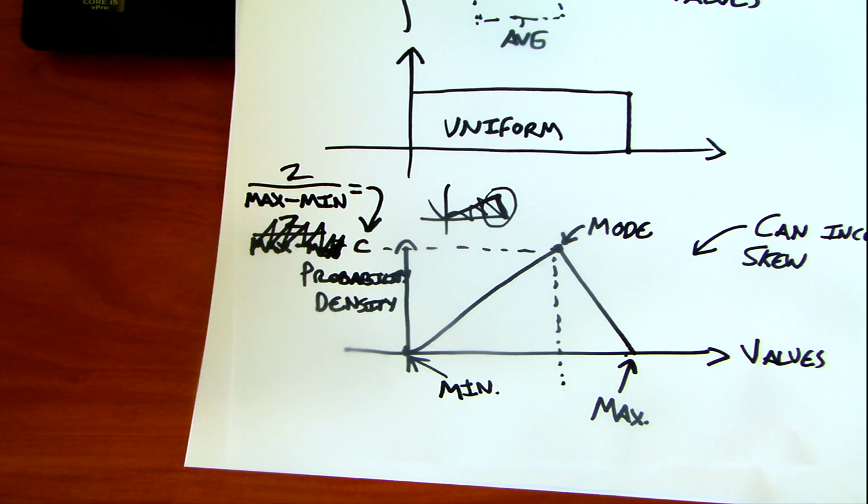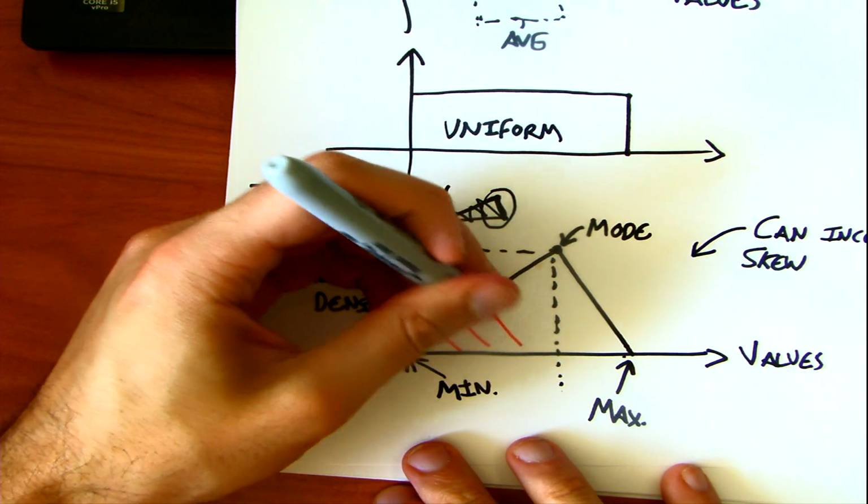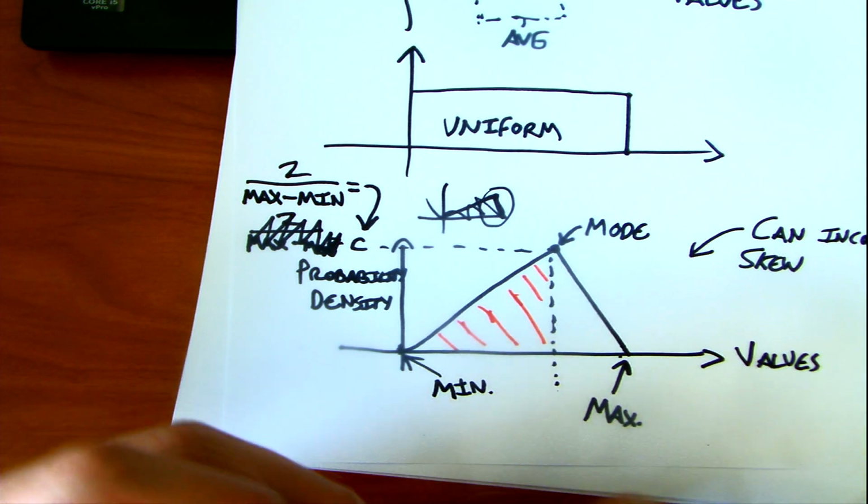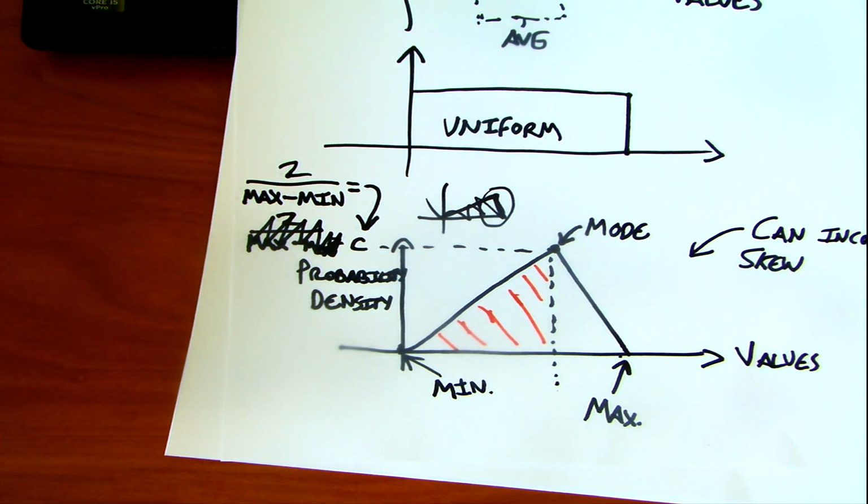So how would I find the probability? Say that I was interested in finding the probability of getting a value less than the mode. To do that, I'd have to find that area there, right? How do I find that area? On that base template? Yeah, it's all triangles. So it's really just two right triangles.